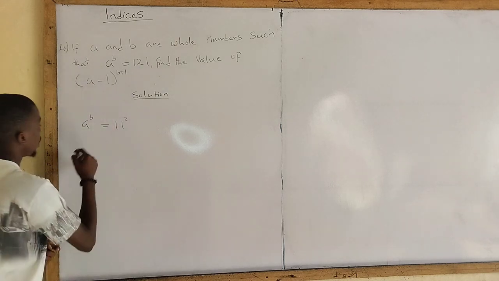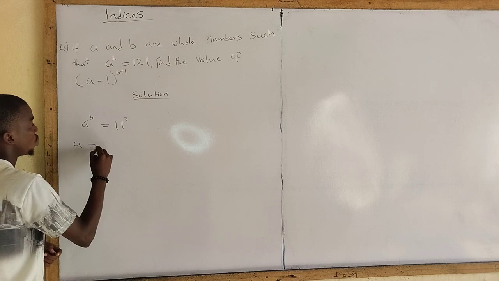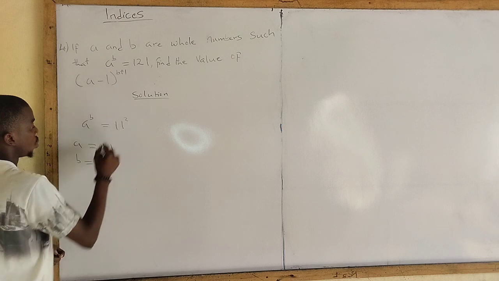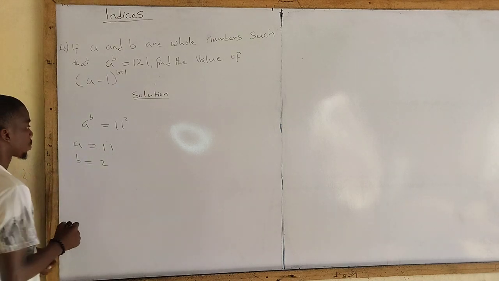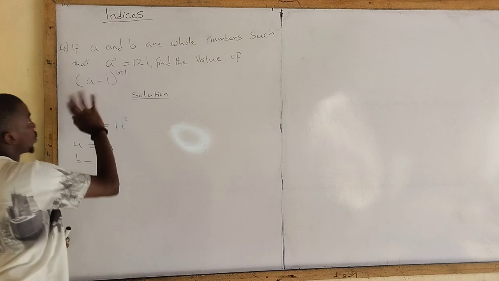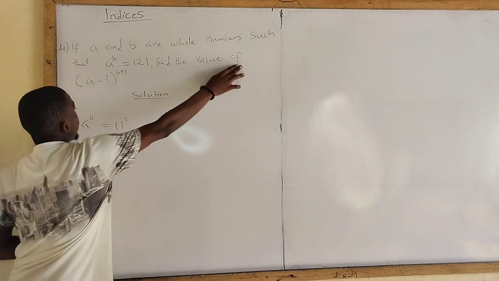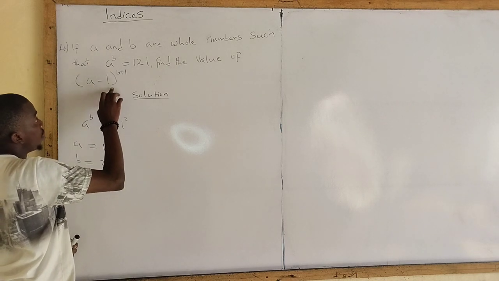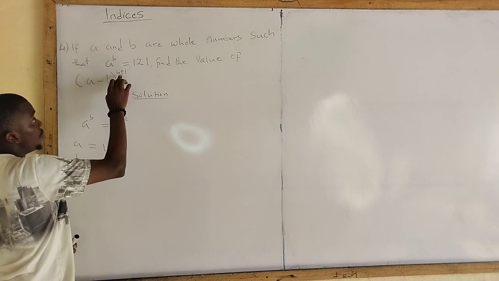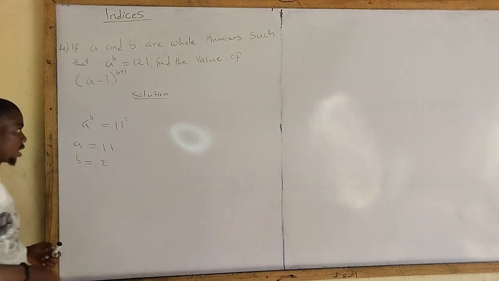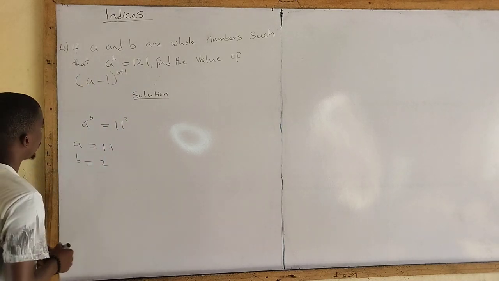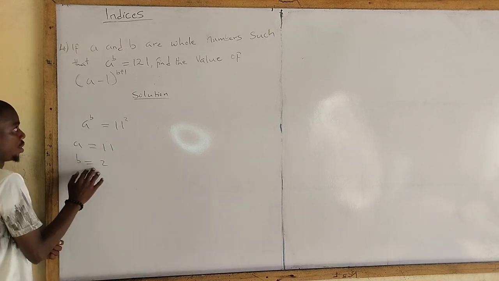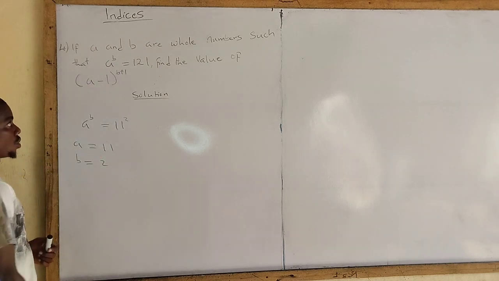So from here we can see that a is equal to 11 and b is equal to 2. Now we come back, because this is the main question: find the value of (a minus 1) raised to the power of b plus 1. So what we are going to do is substitute the values of a and b into this mathematical expression.